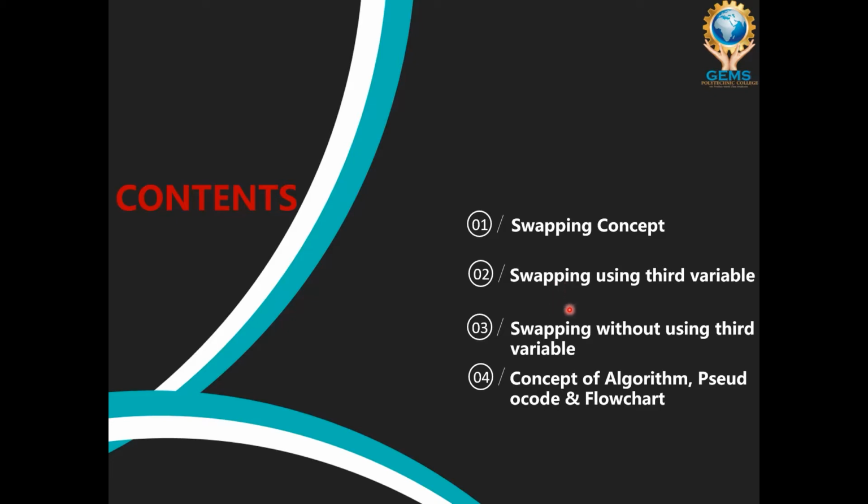So in this video lecture, I am going to give a clear explanation with the help of example, swapping concept with using temporary variable or without using temporary variable. Then finally, I will touch the concept of algorithm, pseudocode and flowchart. By using these three concepts, algorithm, pseudocode and flowchart, I will explain the swapping concept.